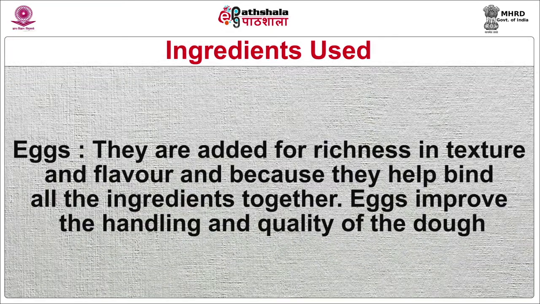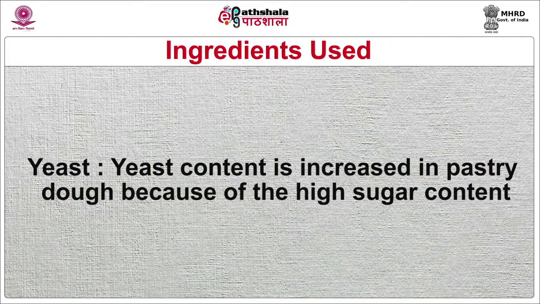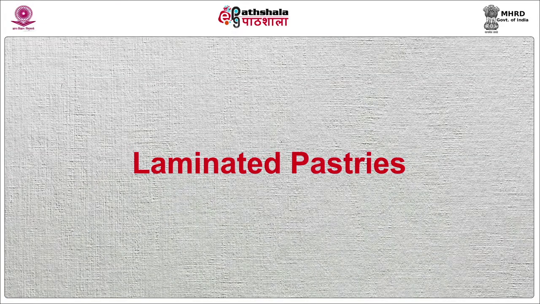Eggs. They are added for richness in texture and flavor and because they help bind all the ingredients together. Eggs improve the handling and quality of the dough. Yeast. Yeast content is increased in pastry dough because of the higher sugar content. Spices and additives: a little grated orange or lemon rind should add just the right flavor to your pastry. Flavoring such as vanilla, almond can be used to enhance the dough, as can spices such as cinnamon, nutmeg, ginger or cardamom.